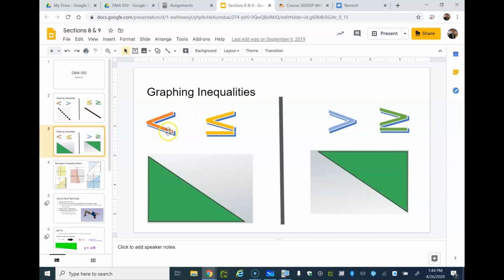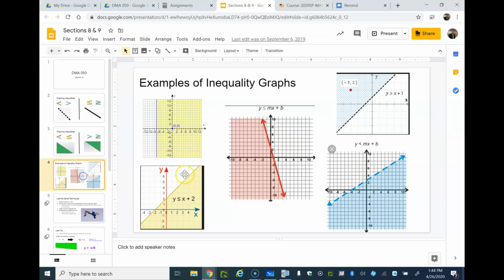If you see a less than or less than or equal to, you are going to shade beneath the line. So you draw your line, and then there's a bucket that we're going to click on, and we're going to shade beneath it. If it's greater than or greater than or equal to, then we're going to shade above it. So we're going to draw a graph first, make it solid or dashed, and then click the bucket on the appropriate side.